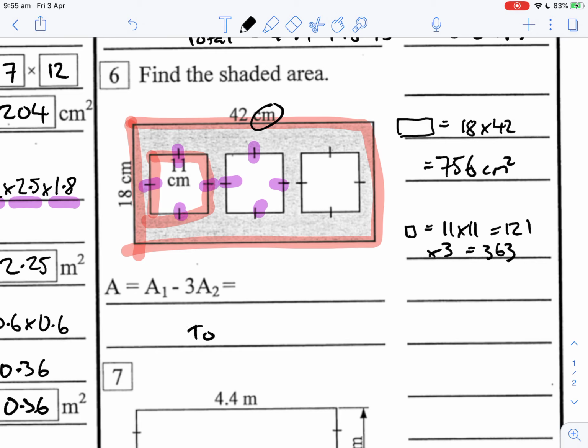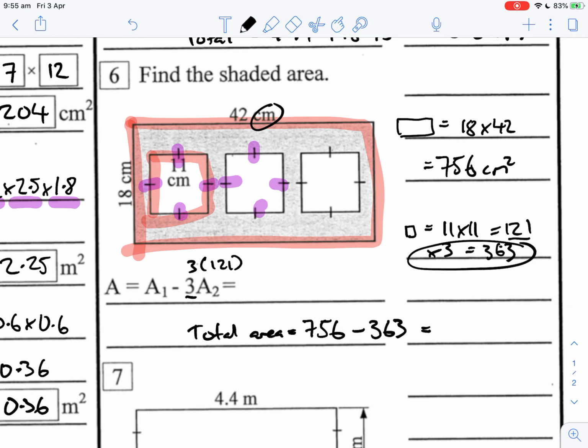So my total area is going to be equal to the 756 from the big rectangle, take away my 3 squares, which were 363 altogether, or 121 each. They've just written it's 3 times 121, but we already did that up here. So it doesn't matter which way around you went, as long as you get to the end point. So 756 take 363 would give me an answer of 393. And again, that was in centimetres, so my answer will be in centimetres squared.